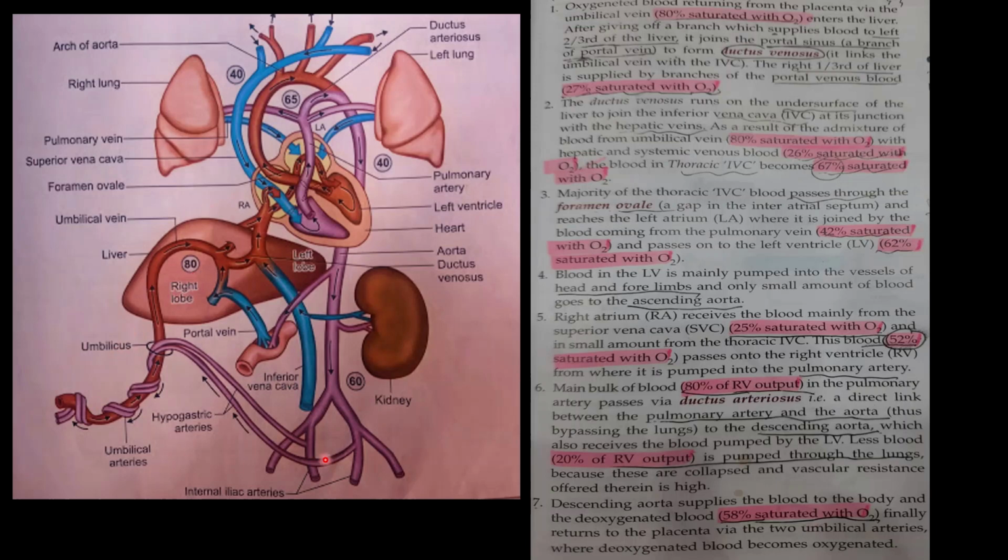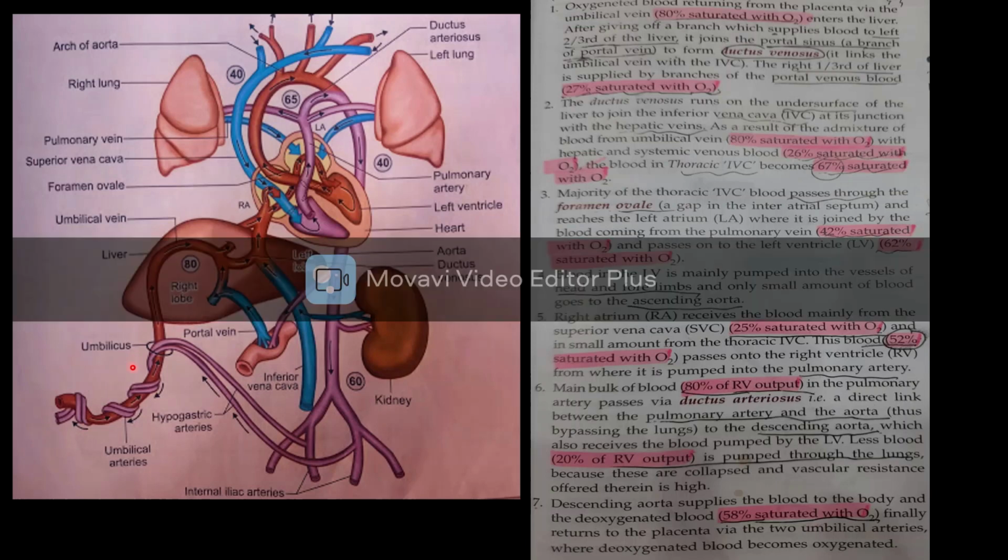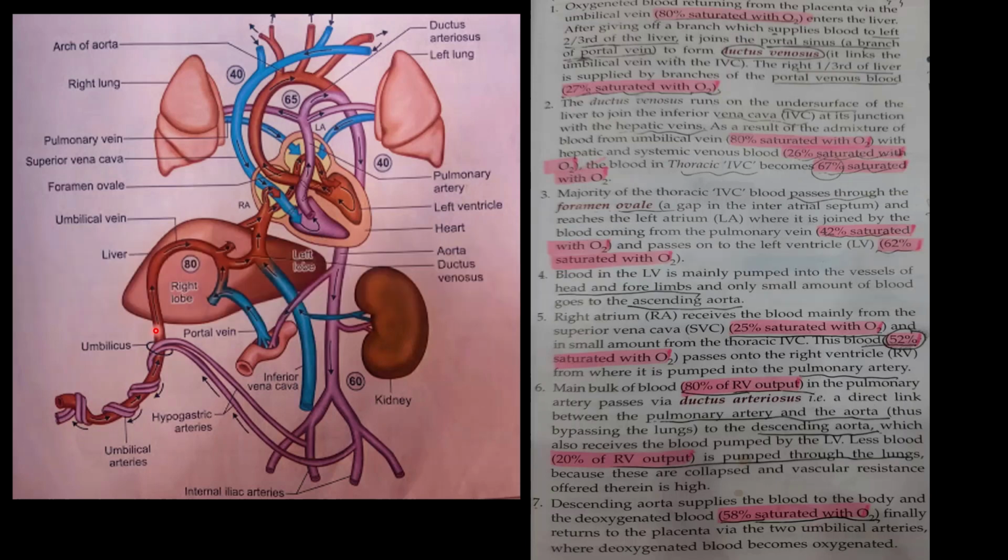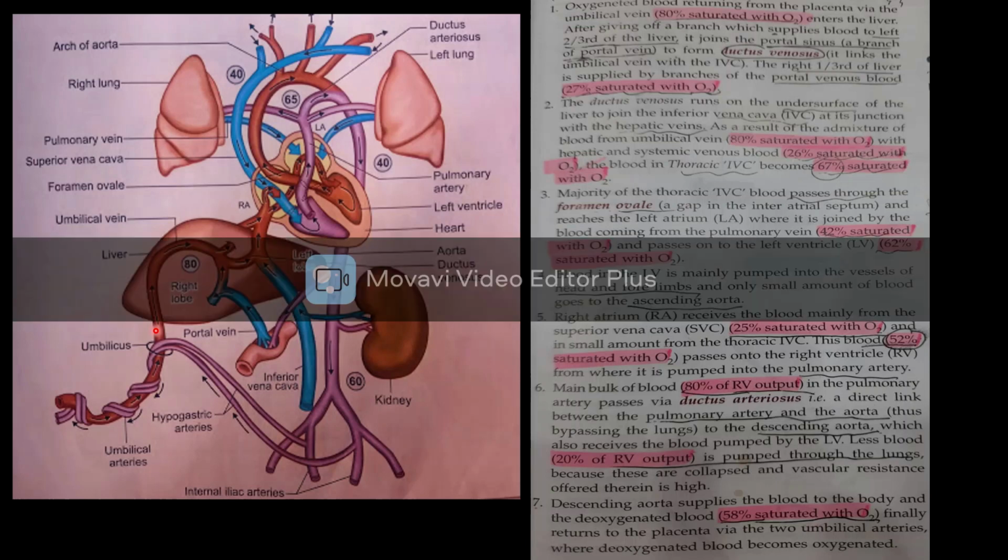The fetus is connected to the mother through the placenta, and the placenta is connected to the fetus through the umbilical cord. The umbilical cord contains two umbilical arteries and a single functional umbilical vein. Initially there were two umbilical veins, out of which the right one degenerated and only the left one is left during fetal life.